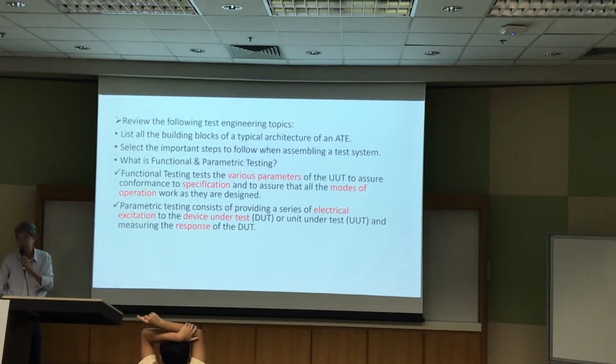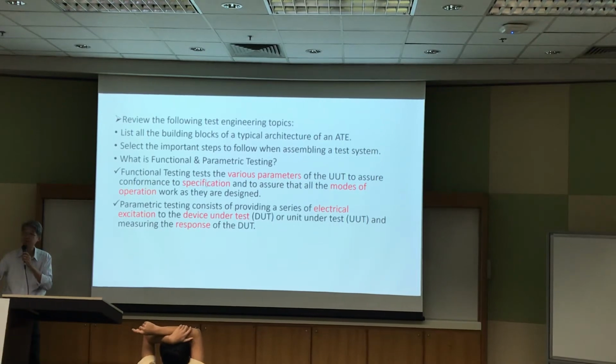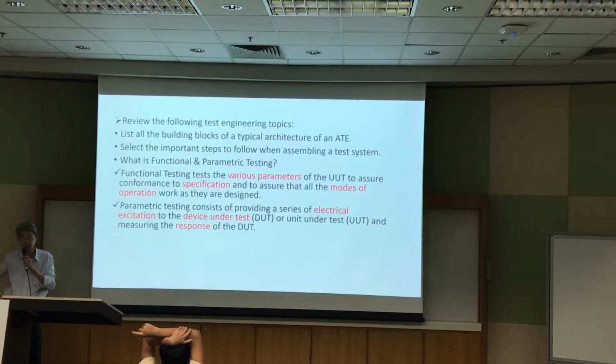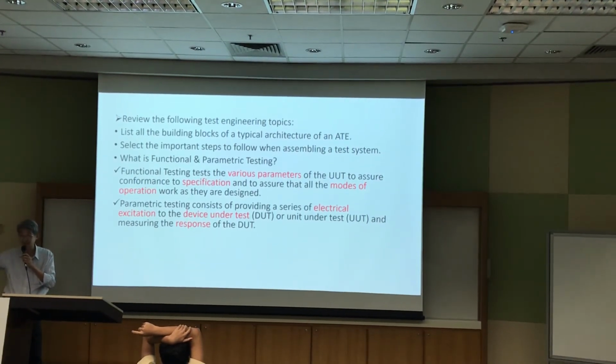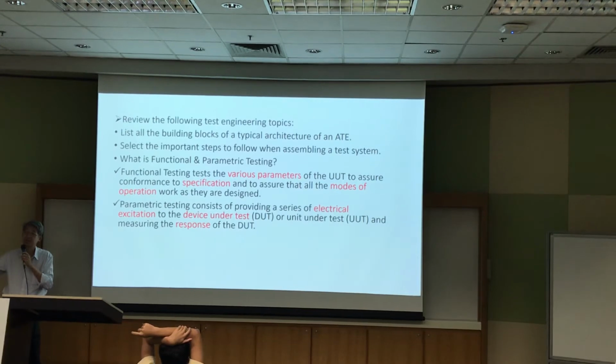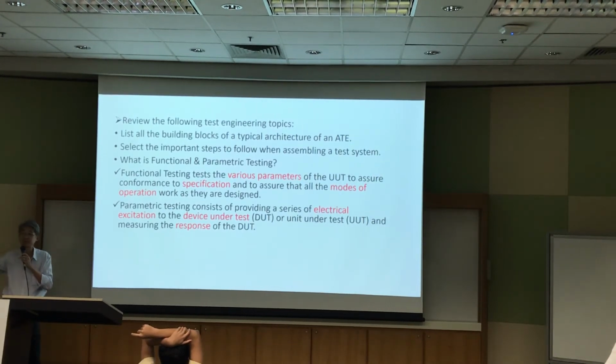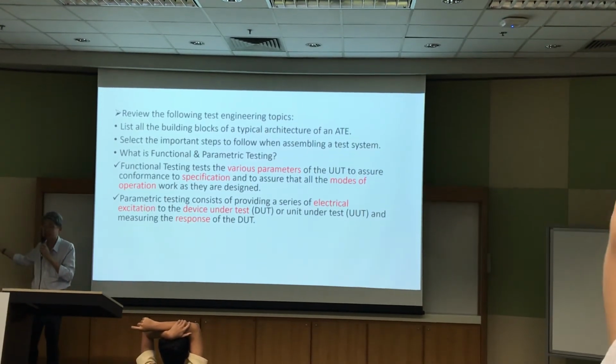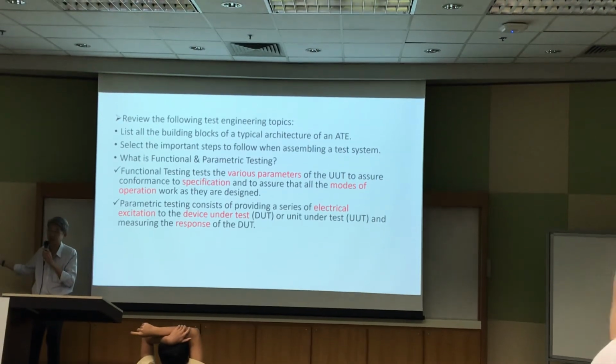So functional testing is to test the spec of the entire function of that product. Let's say it's your handphone. That means if your handphone can message, can call, can take pictures, all these functions must be tested. That's called functional testing. Functional testing is always at the end, almost at the final part of the product testing.